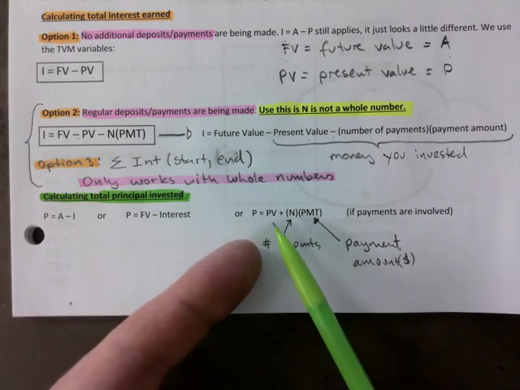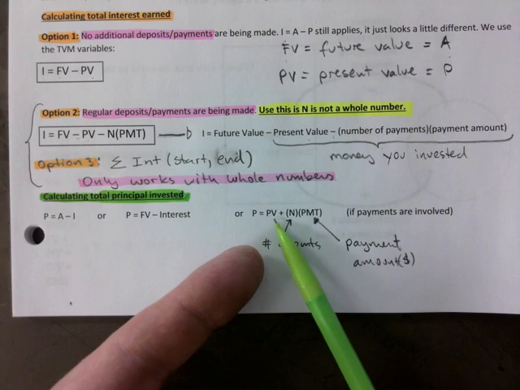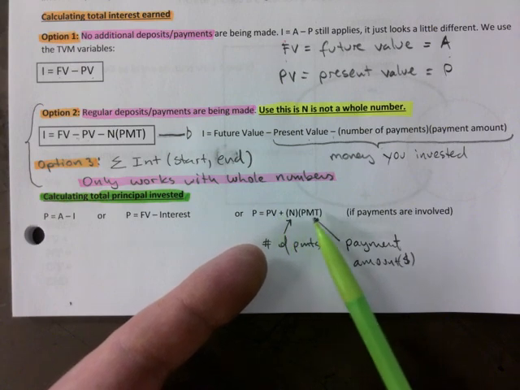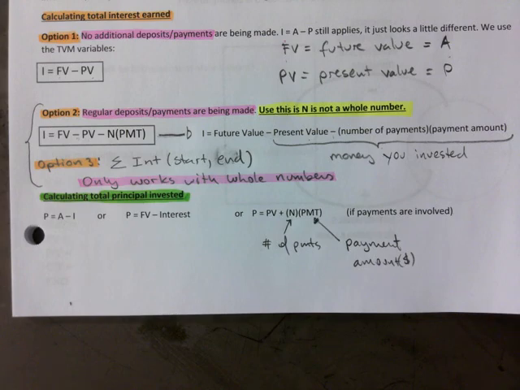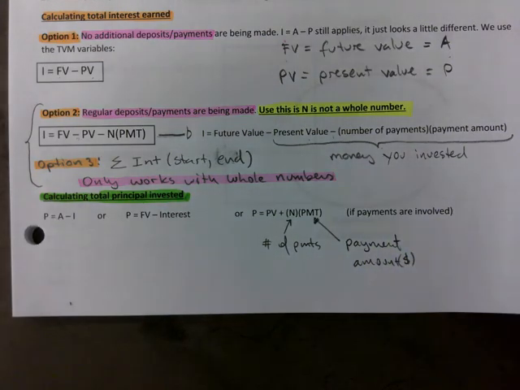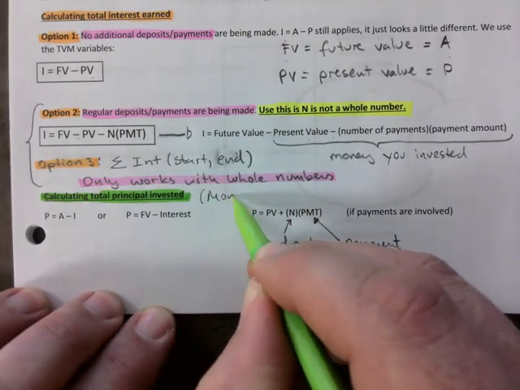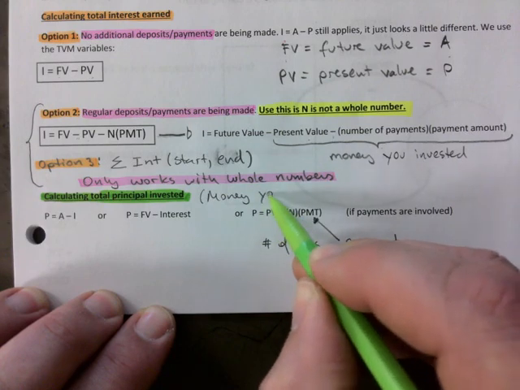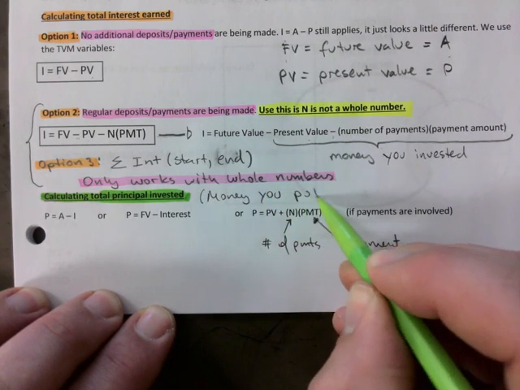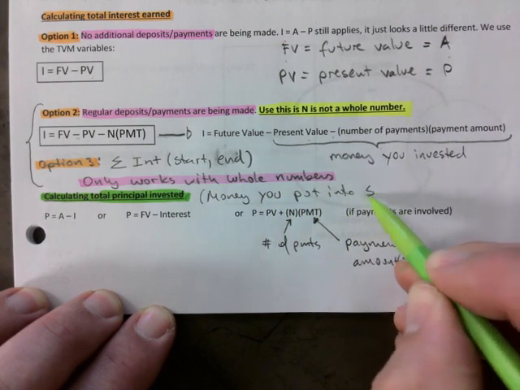And then the last one, you take the present value. This is how much you would have invested plus any payments you've made. That's another way to know how much money I've put in out of my own money. I'll put this in brackets: money you put into savings, essentially.